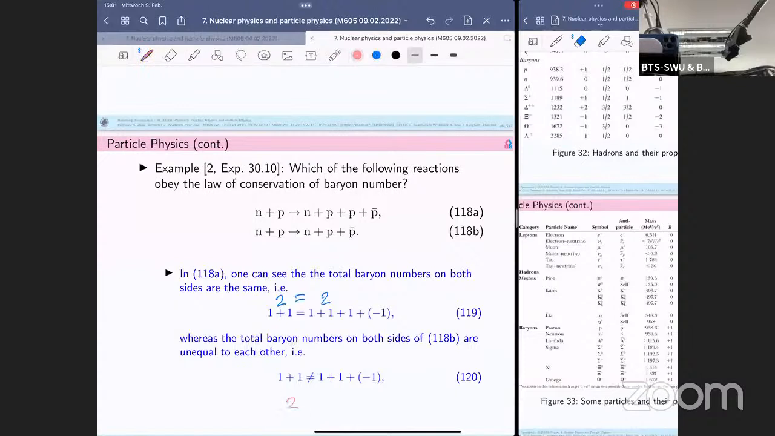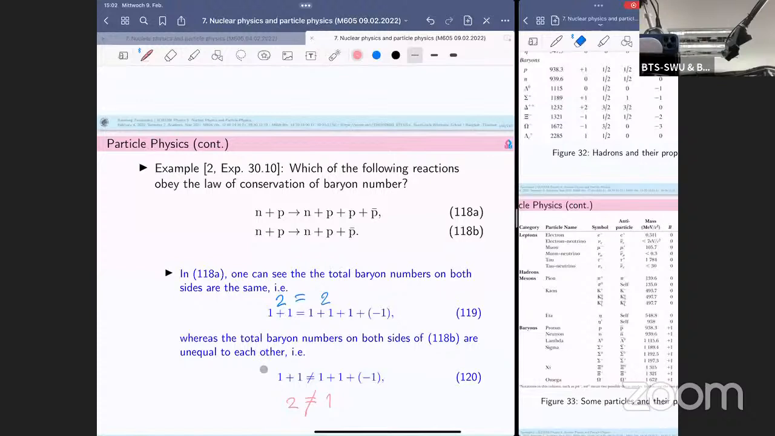So number 2. And there are 3 output particles. The first one is neutron. We write down number 1 as the baryon number for the neutron. For the proton, we have baryon number 1, and the anti-proton would possess the baryon number -1. And you make the summation here, you could get 1, right? And of course, 2 and 1 are not equal to each other. They are not the same number.